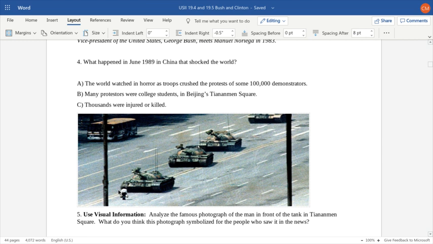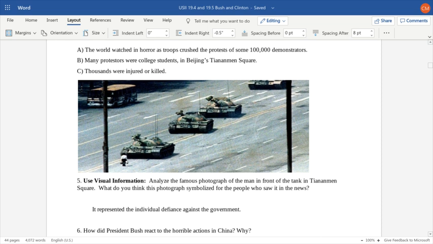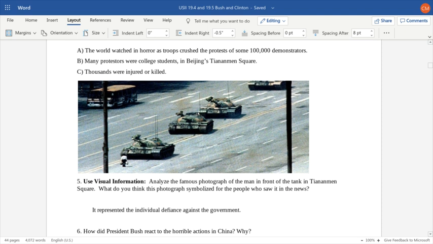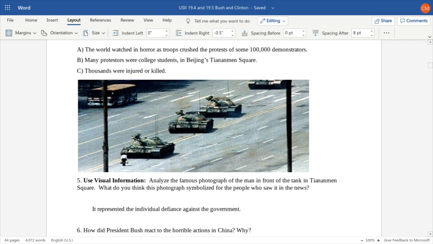Basically the tanks were rolling in, and temporarily they halted as this man here refused to move. The tank tried to go around him. The man stepped to the left. The tank tried to go to the right, and the man stepped to the right. And for a period of time, he had a standoff. So when you think about that photograph, this one man versus basically the Chinese military, it represented the individual defiance against the Chinese government during this period of time in history.